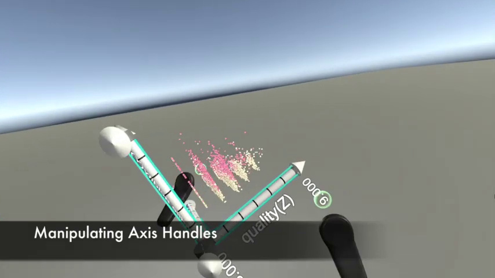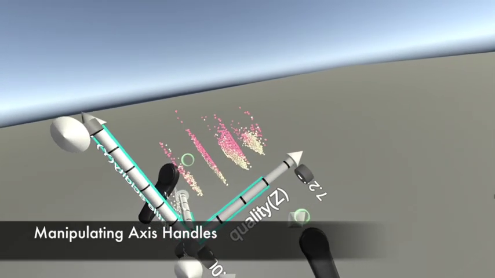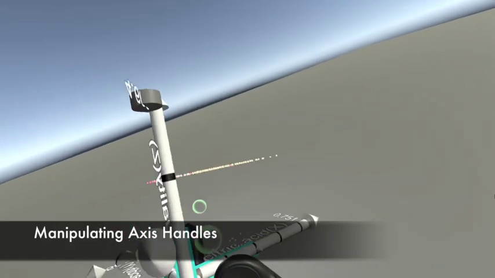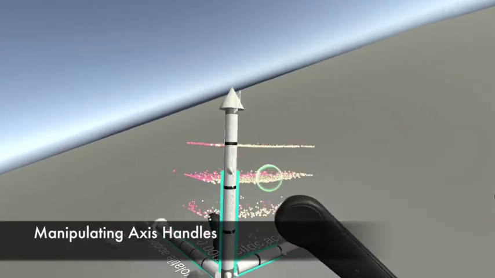Axes feature two pairs of handles to filter and renormalize the axis. These handles spring out when the user's hand is nearby, better supporting bimanual interaction.